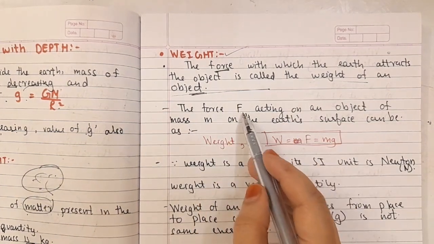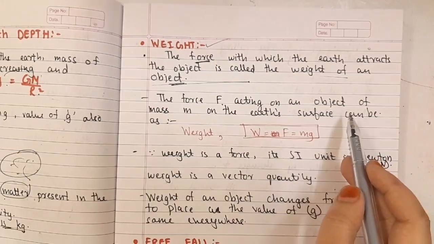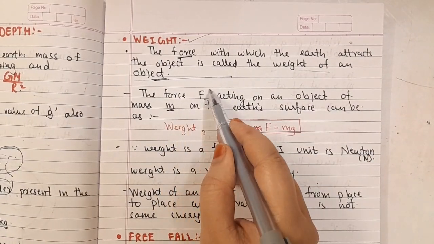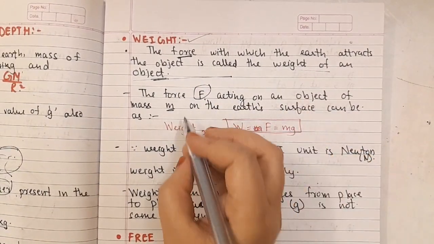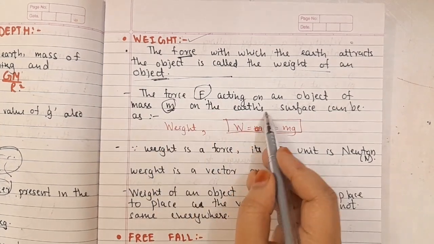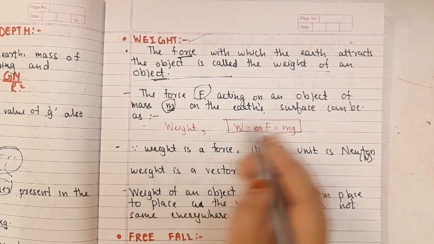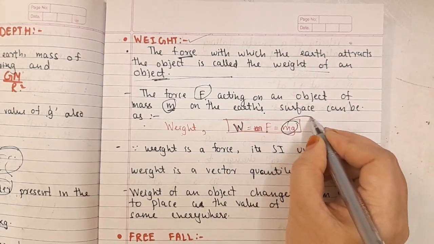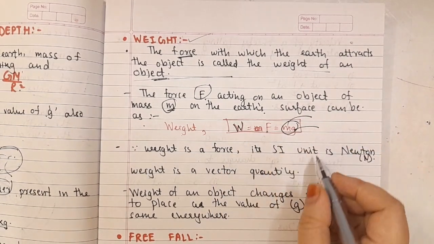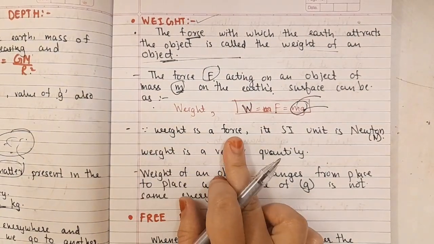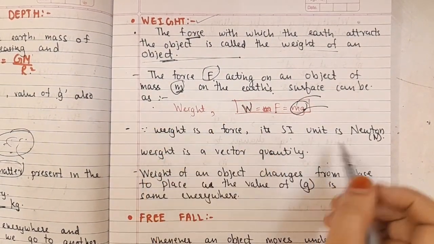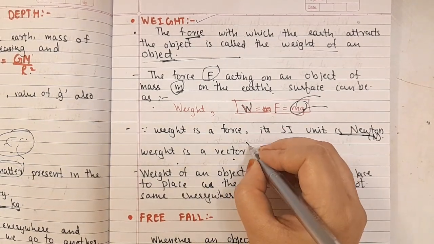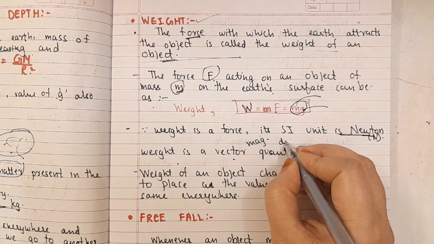And force F is acting on an object of mass m. That means F amount of force acting on an object whose mass is m on the earth's surface can be written as weight equals force, which equals mg. That means mass into acceleration due to gravity. Since weight is a force, the unit of weight is the same as force, which is Newton, and weight is a vector quantity. That means it has magnitude as well as direction.